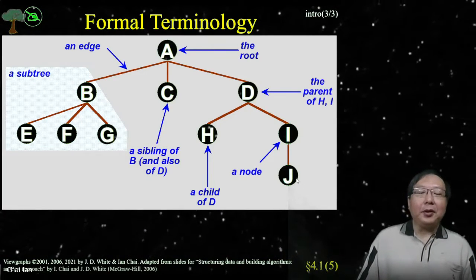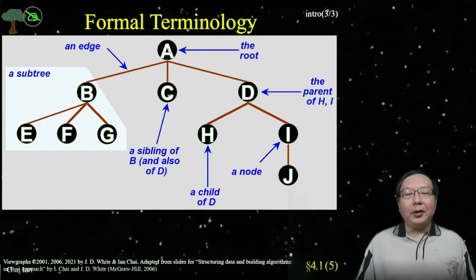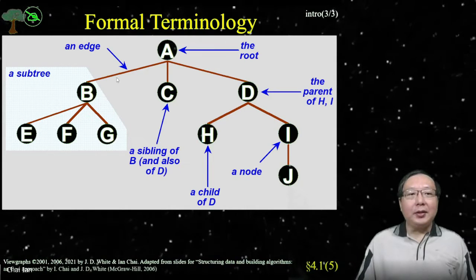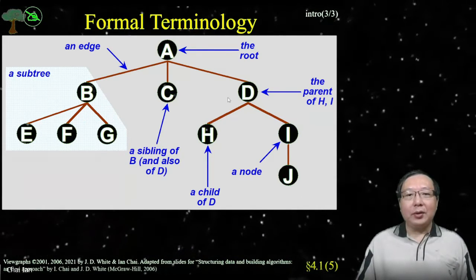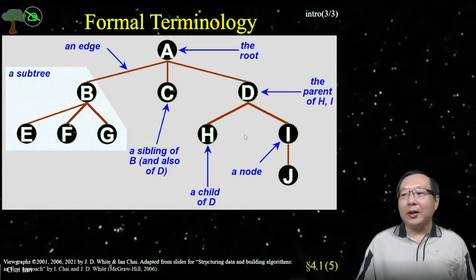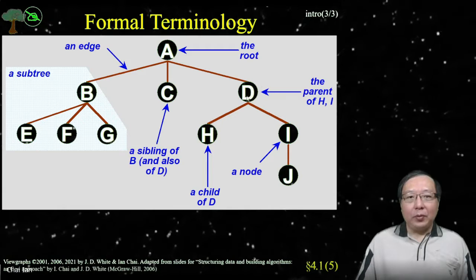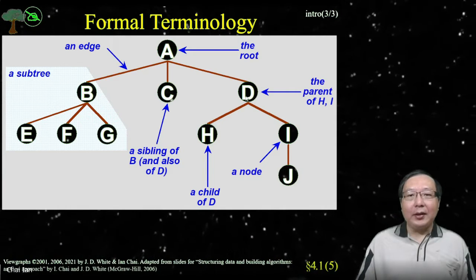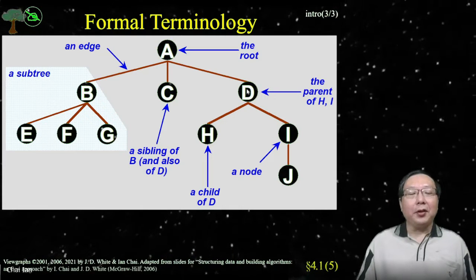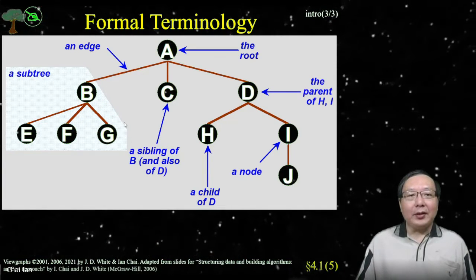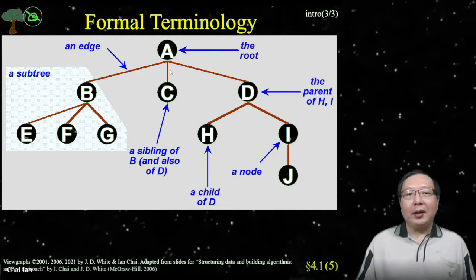Okay, the formal terminology of a tree. The starting point here is called the root, and these connections are called edges. Okay, these are edges. The things colored brown in this picture are edges. And when you have something above something like that, it is a parent, and the thing below is called a child. Each of these things is called a node, and you can have a subtree where B is the root of a subtree within A.